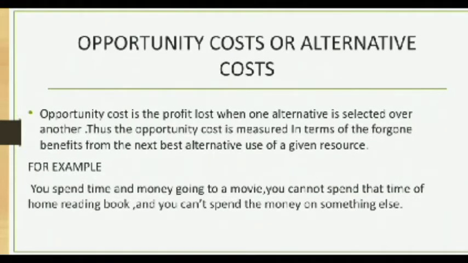Opportunity cost or alternative cost. Opportunity cost is the profit lost when one alternative is selected over another. Thus, the opportunity cost is measured in terms of the foregone benefits from the next best alternative use of a given resource. For example, you spend time and money going to a movie. You cannot spend that time at home reading a book, and you cannot spend the money on something else.